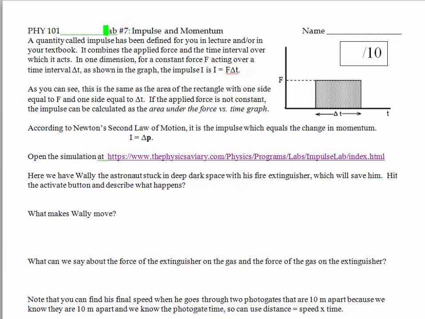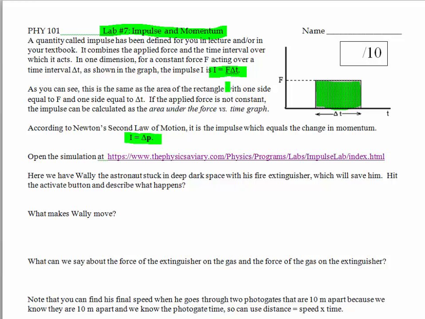Okay, this is the introduction for lab number 7 on impulse and momentum. Something we know is that an impulse is going to be a force multiplied by a change in time. And if we were to have a constant force, then it would be the area under the force versus time graph. So it would be all this area right over there. Now, we also know that impulse is going to be equal to a change in momentum.